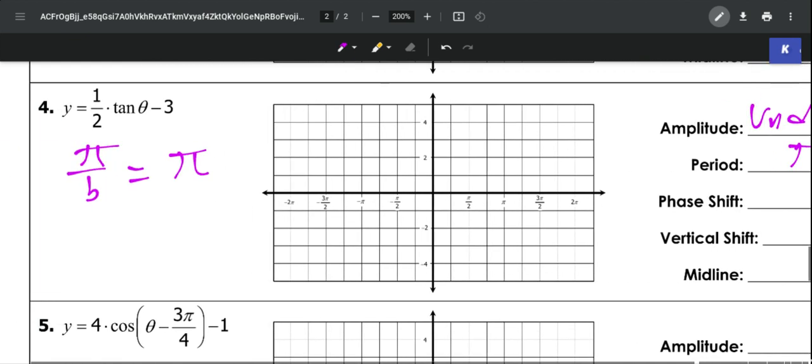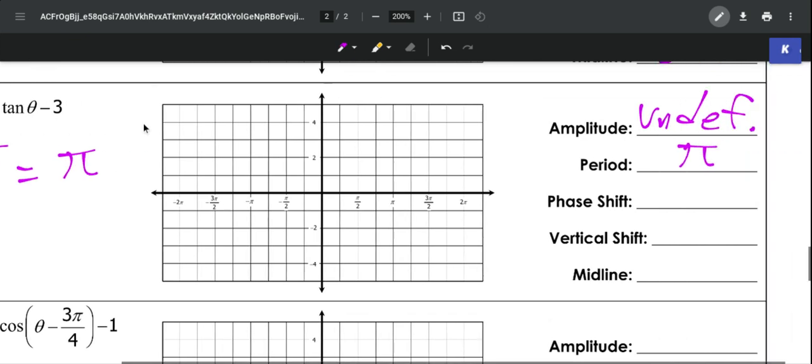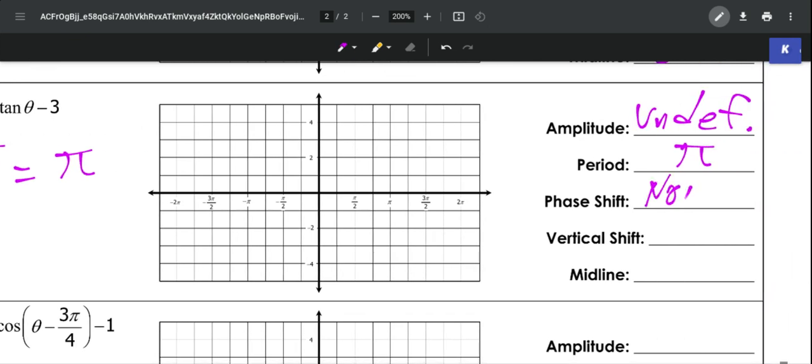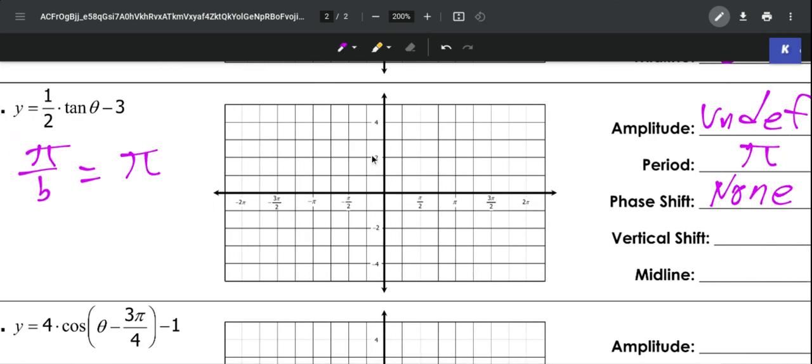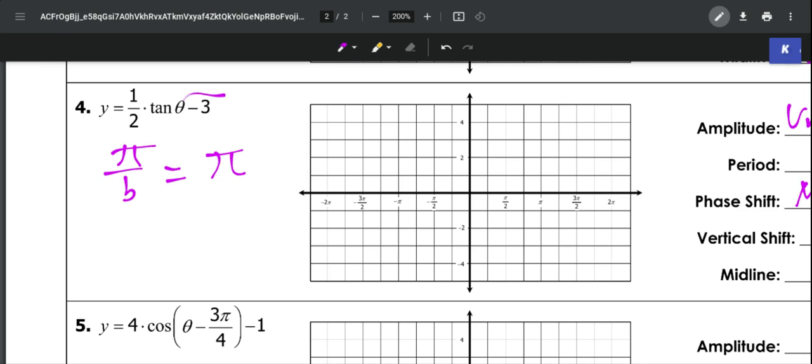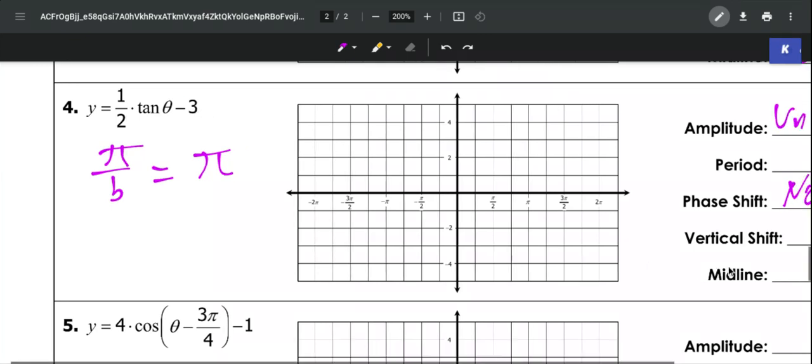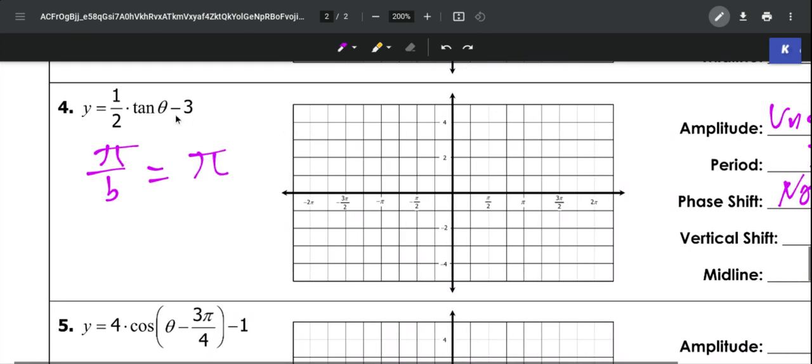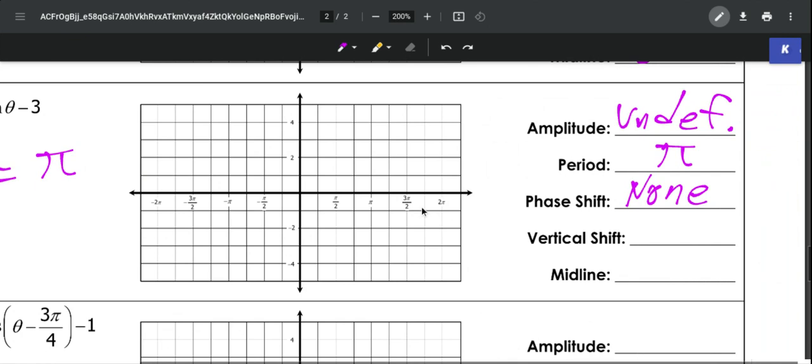All right, then our phase shift comes from whatever's in parentheses with theta. Now, if you notice, there's no parentheses here, so that means that there is no phase shift or horizontal shift. So this graph's only going to be moving up or down. Now, we have minus 3 not in parentheses, so anything added or subtracted not in parentheses is the vertical shift. So the vertical shift here would be minus 3 units, so that would be down 3 units.